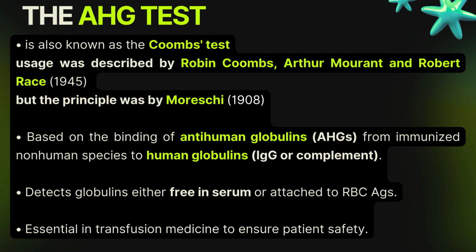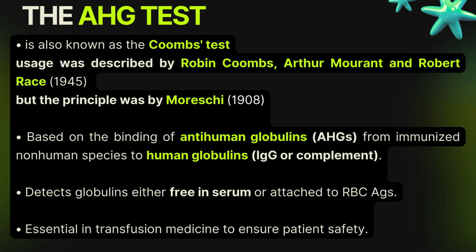The AHG test is a procedure that plays a vital role in transfusion medicine. It was developed by Robin Coombs, Arthur Mourant and Robert Race in the year 1945, and the test is based on the principles first described by Moreschi in 1908. This test essentially relies on the ability of the anti-human globulins from immunized non-human species to bind with human globulins such as IgG or complement.